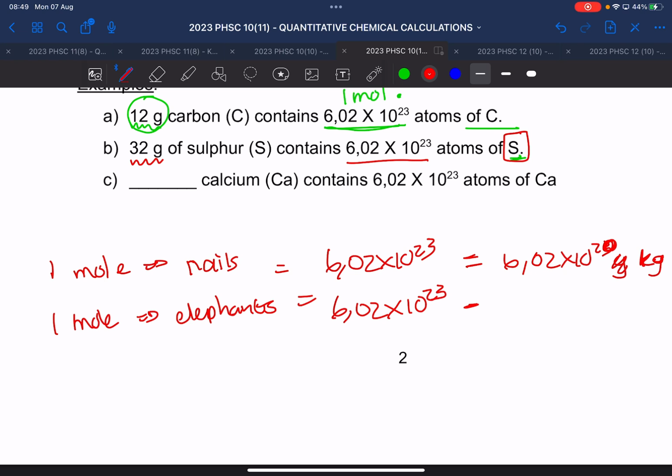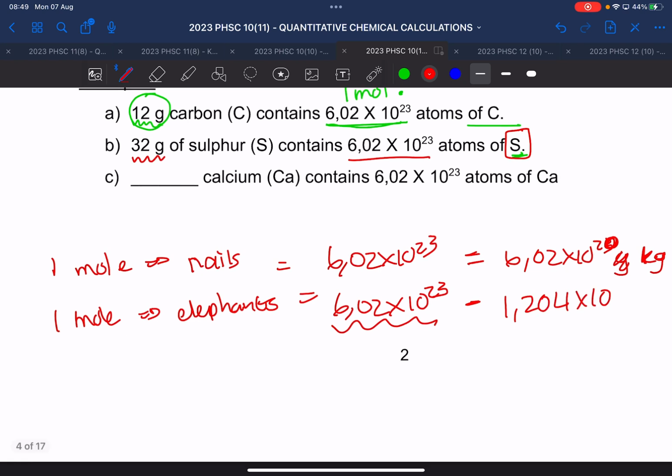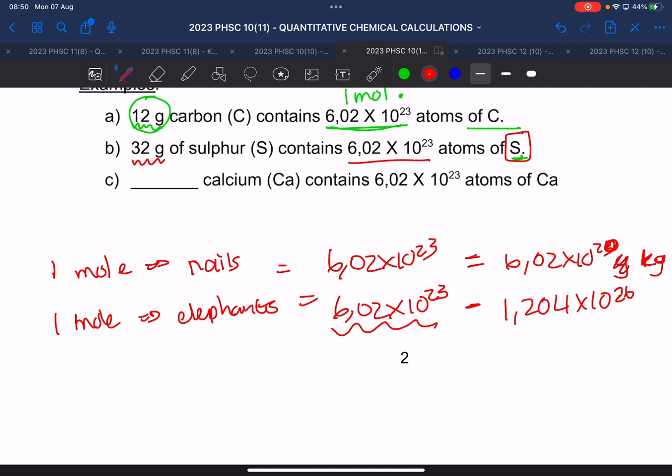Okay. Nou, hoeveel olifante? As olifante soveel weeg? Nee, hoeveel weeg 'n olifant? Hoeveel dis sê 2 ton? So then it will be 1.2 times 0.4 times 10 to the power 26 kilograms. Ek het dit gemaak met 2. Okay, wag net, laat ek net gou klaar praat.